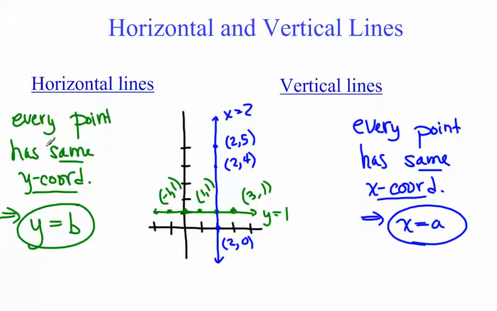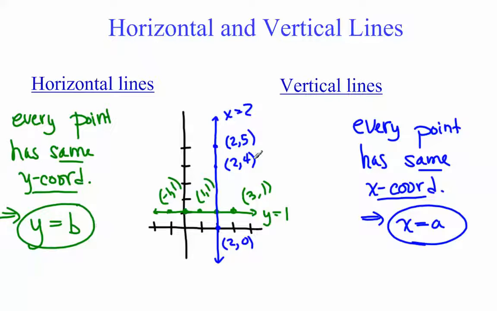A horizontal line, okay, so that means like this green line here. I've got a couple ordered pairs already labeled, and you'll notice that every single one of these ordered pairs is going to have a y coordinate of 1. So we're going to have to fix the y, make y equal to 1. That's going to be the equation for that specific line. In general, we would say y is equal to b.